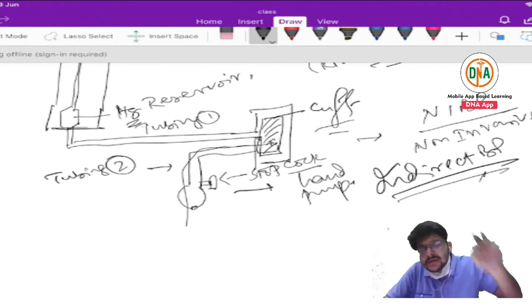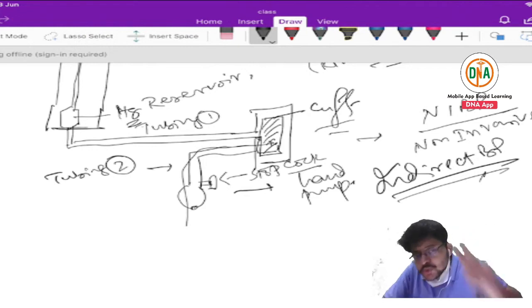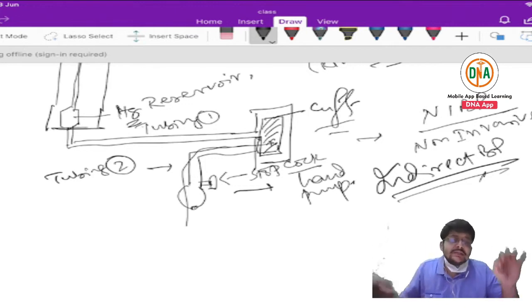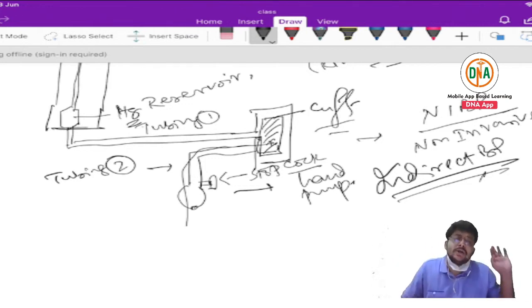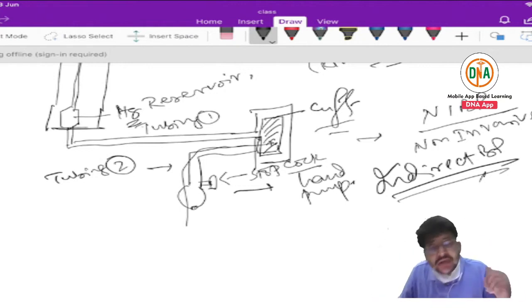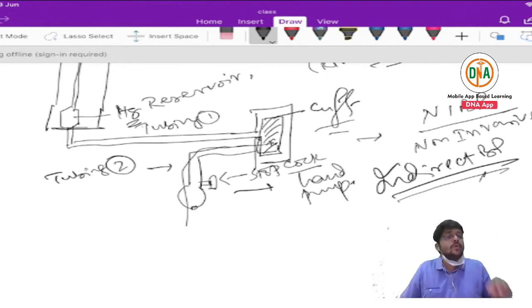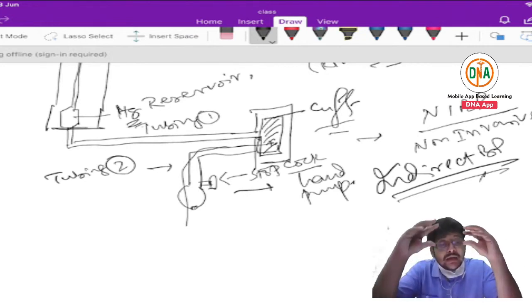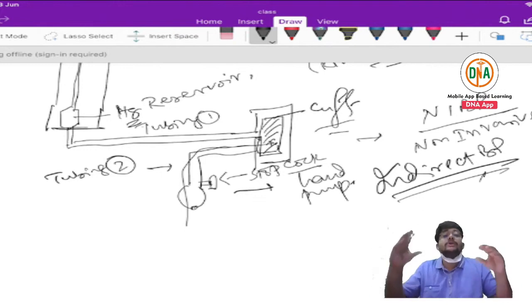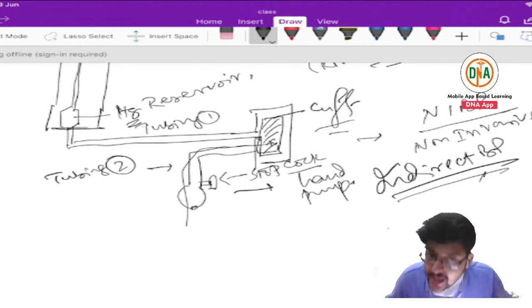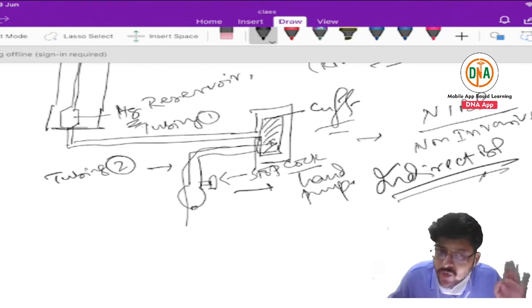For your convenience, for first year, you just have to remember two things. One, whatever we are doing in first year is indirect BP. There is also something called direct BP, which we use when we cannot get the indirect BP in certain critical scenarios. For direct BP, we have to put a cannula directly in the artery. But what we are doing here is closing down the artery, getting the neutralizing pressure which closes down the artery, which indirectly reflects the actual BP, and we do that with this sphygmomanometer.